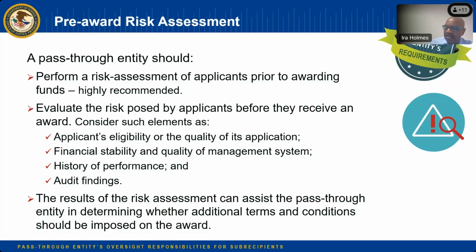You can review the schedule of findings and questioned costs. You also can review the summary schedule of prior audit findings, and then you can use that. That can be part of your review to evaluate the subrecipient. The results of this risk assessment, again in the pre-award stage, can assist you in determining what additional terms and conditions. Remember, I said you can impose more restrictive terms and conditions on your subrecipient than we impose upon you. So this can help you in making that determination.